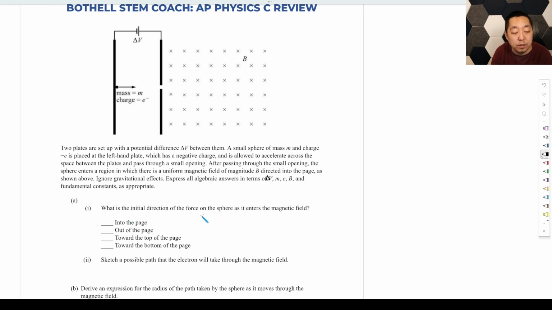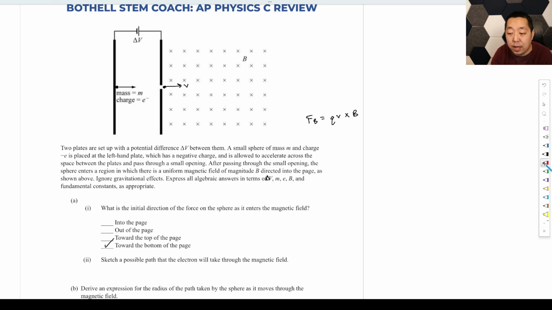What is the initial direction of the force on the sphere as it enters the magnetic field? So this guy's going to get accelerated. He's going to be moving to the right with a velocity v. And because he is a charged particle moving through a magnetic field, he will experience a force, qv cross B. Now, be careful, it's a negative charge, so we still use our right-hand rule. My index finger's to the right, velocity. The magnetic field is into the page, away from me. And so from here, my thumb is pointing up. However, because it's a negative charge, it's the opposite, so the force goes down instead. It's going to be toward the bottom of the page here.